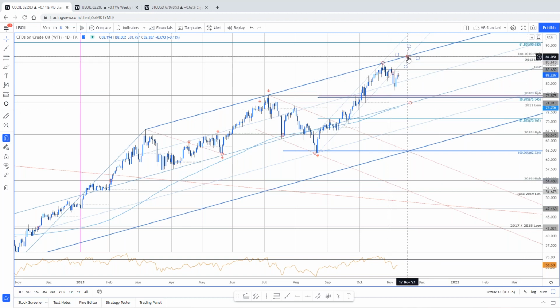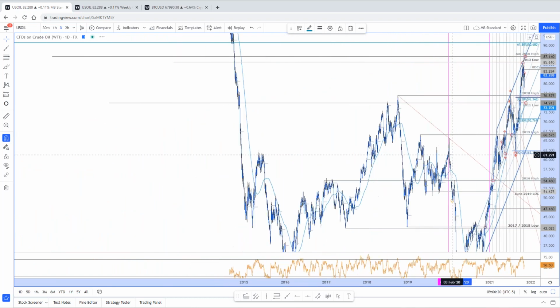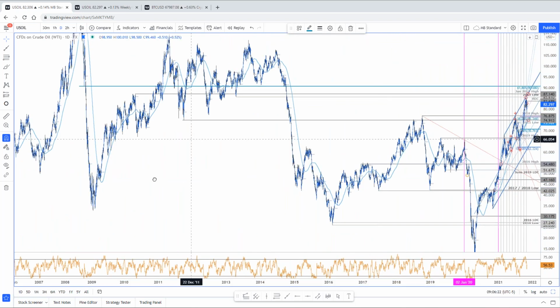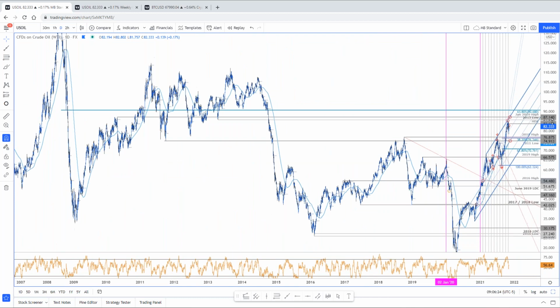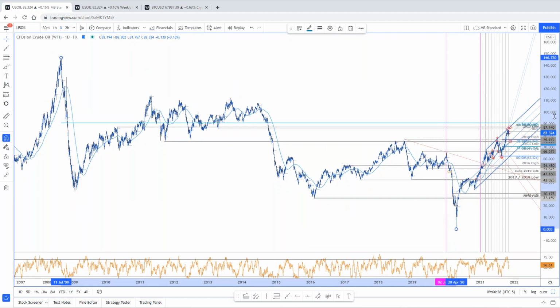Where does the 90.68 fib come from, Ted? 90.68, this one. Yeah, gotcha. Long term, buddy, long term. It's the whole decline from the July 2008, or June 2008 decline.